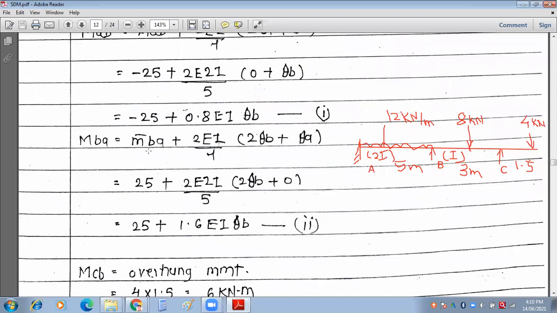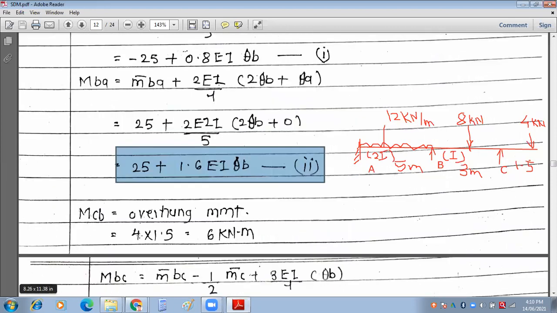For BA, again this general equation is there: fixed moment BA plus 2EI upon L into bracket 2 theta B plus theta A. For BA, the value of the fixed moment is plus 25. EI value is 2I. Theta A is 0, as we know. If you solve this, you will get another equation: 25 plus 1.6 EI theta B. Now this is equation number 2.